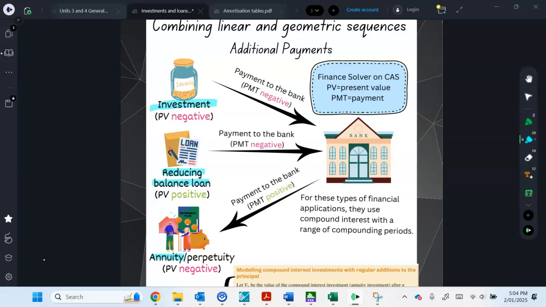Now, when we're looking at making additional payments, it's extremely important as to what is happening with those payments. So if the payment is going towards the bank, and we're just going to keep sticking with the bank as opposed to thinking about different financial institutions, then your payment goes on your calculator. All right, so this is all to do with the financial solver. Your payment, PMT, so on financial solver it's PMT, is negative, and your investment goes in as negative.